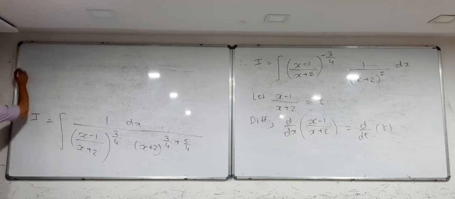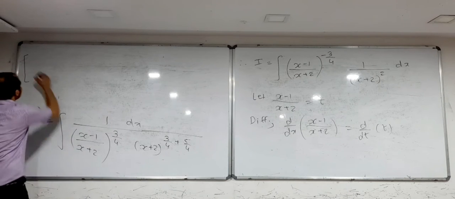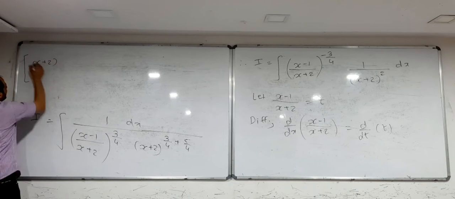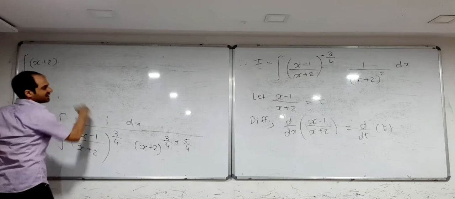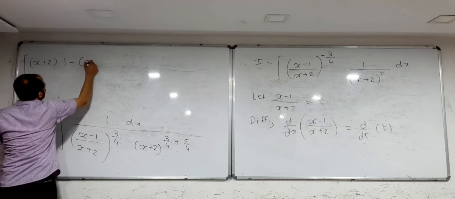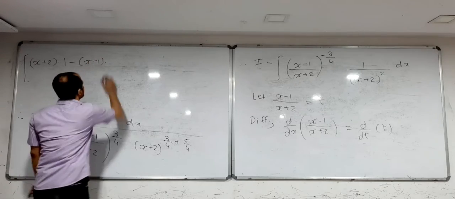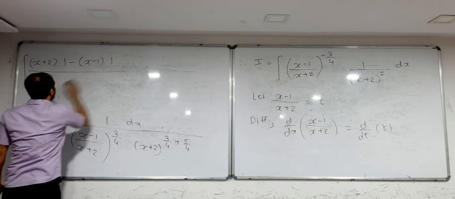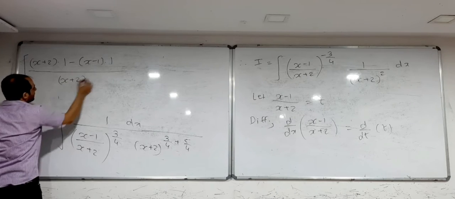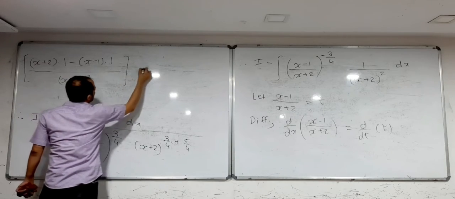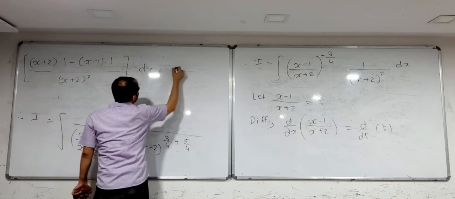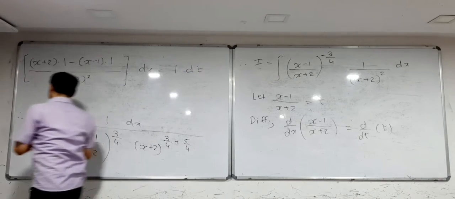So therefore यहाँ पे आप क्या लगाओगे? क्वोशिएंट रूल. So उसका डेरिवेटिव में क्या आएगा? x plus 2 into derivative of x minus 1 is 1 minus x minus 1 into derivative of x plus 2 is 1, whole upon x plus 2 the whole square dx. Derivative of t with respect to t is dt.